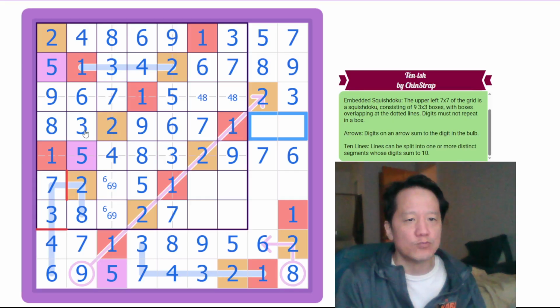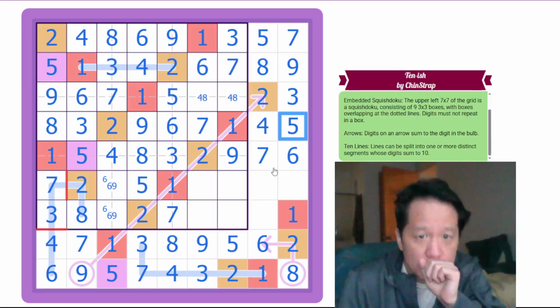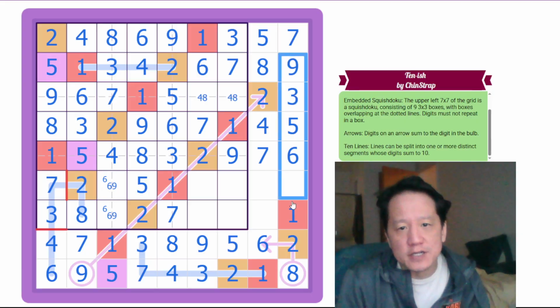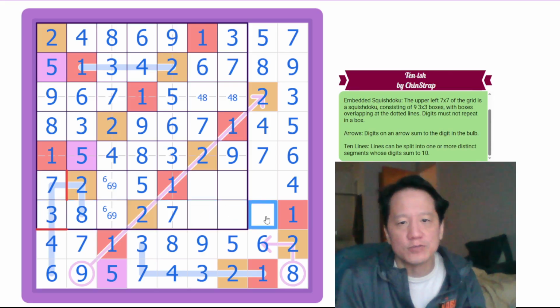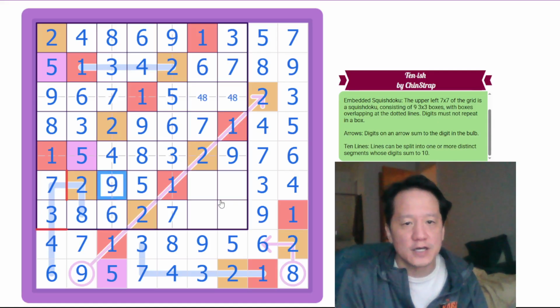Remaining digits in row 4 are 4 and 5, but this can't be 5 because of 5 in the column. So it's 4 and 5. Okay, remaining digit in column 9 is a 4. Remaining digits in column 8 are 3 and 9. And 3 cannot be here because of 3 in the row, so that's 9, that's 3. 9 eliminates 9 here, so it's 6 and 9.